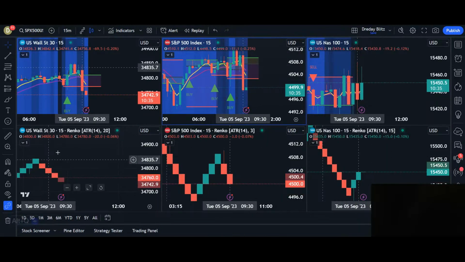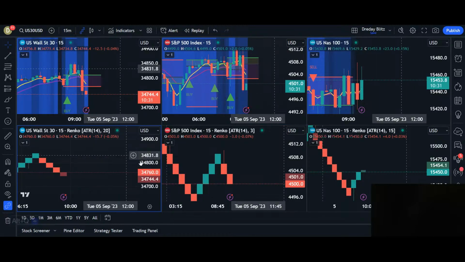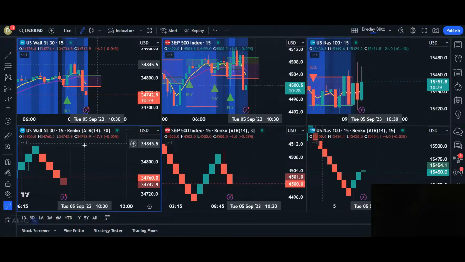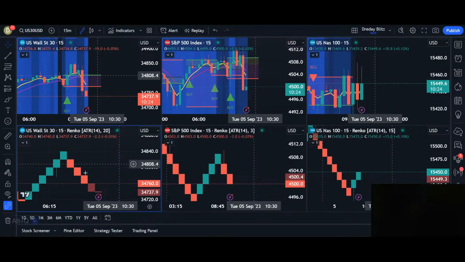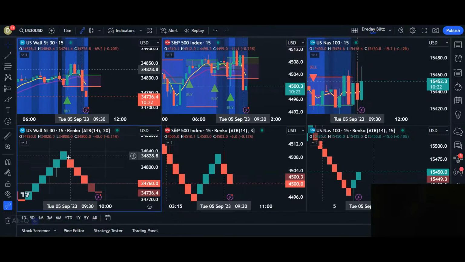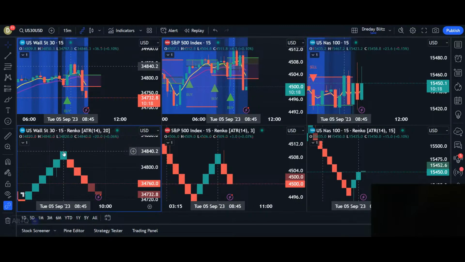And as you can see, the Renko bars confirm here that it did reverse. I'm just going to zoom in on those. Perfect. So right here, as you can see, this is a reversal. Like I said, my stop loss, I would put it right there.